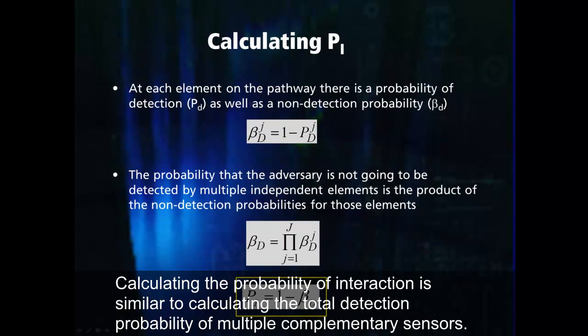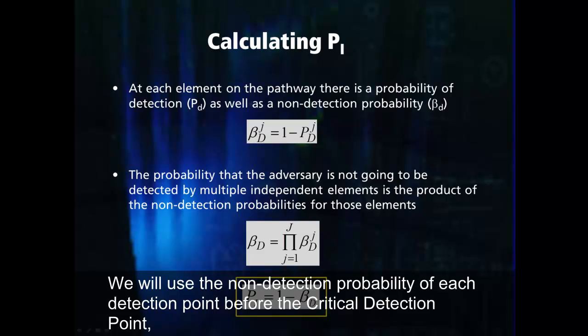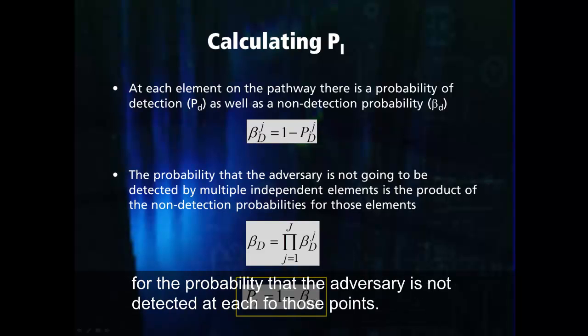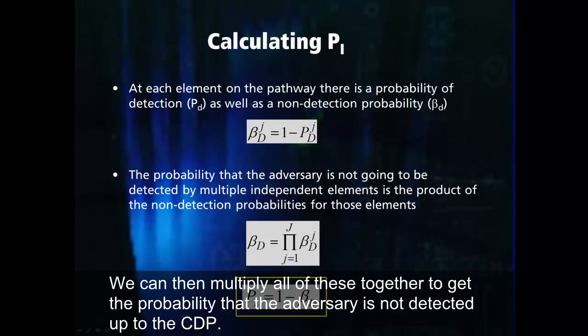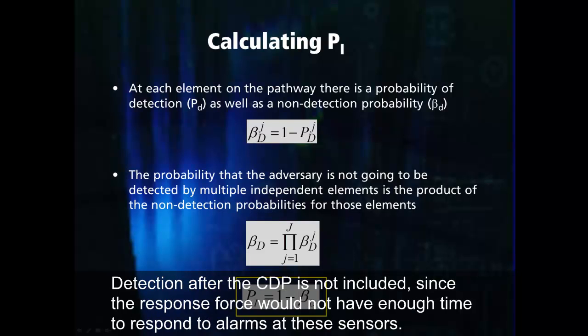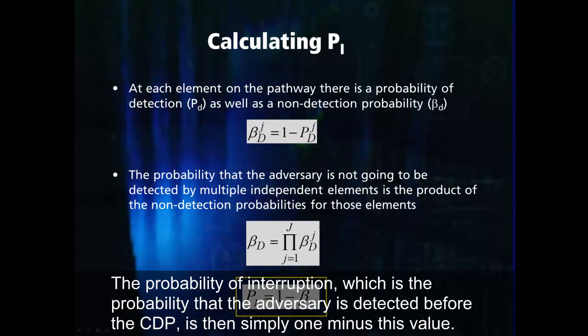Calculating the probability of interruption is similar to calculating the total detection probability of multiple complementary sensors. We will use the non-detection probability of each detection point before the critical detection point for the probability that the adversary is not detected at each of those points. We can then multiply all of these together to get the probability that the adversary is not detected up to the CDP, the critical detection point. Detection after the CDP is not included, since the response force would not have enough time to respond to alarms at these sensors. The probability of interruption, which is the probability that the adversary is detected before the CDP, is then simply 1 minus this value.